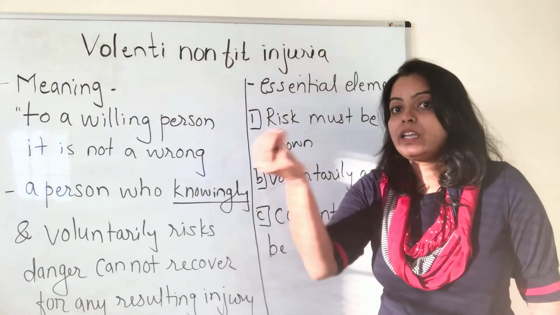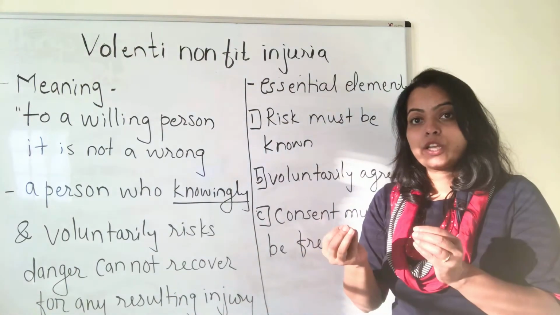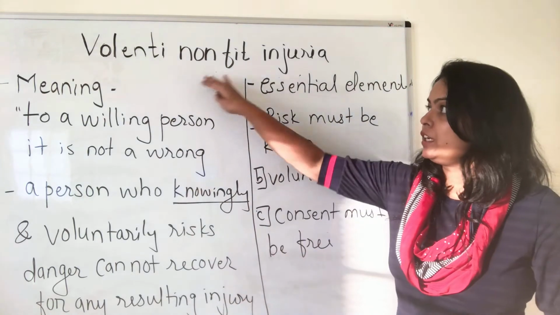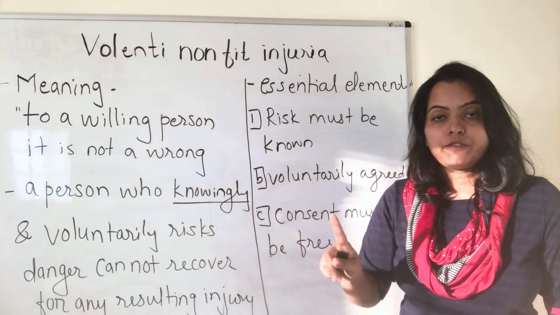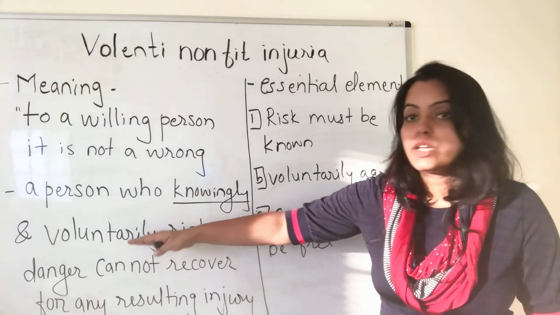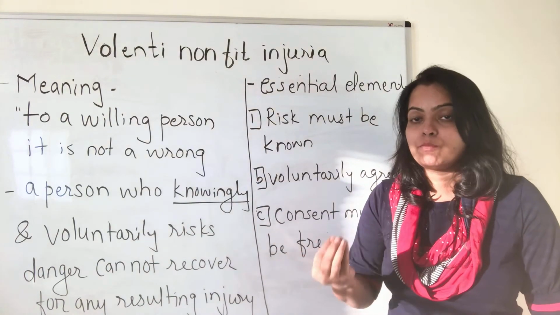It means you voluntarily entered into a contract and you cannot sue the other party under it, right? And this is nothing but volenti non-fit injuria. You are not fit to get any damages because you voluntarily and knowingly consented to a harm which might happen to you.